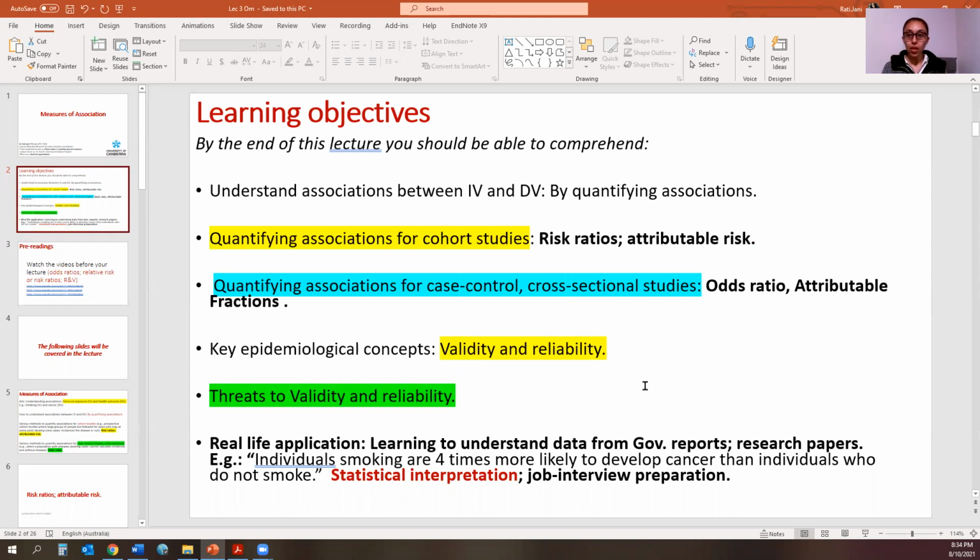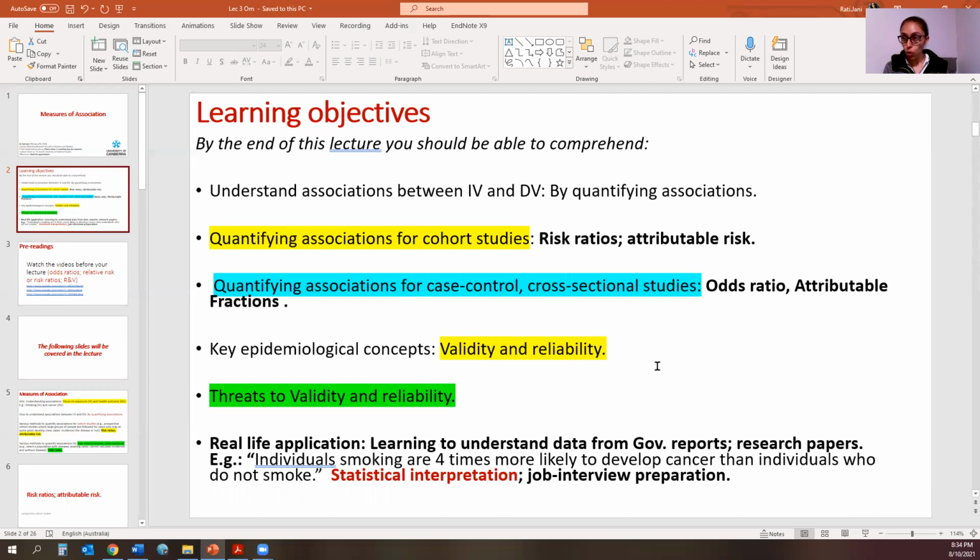All right, guys. So what does measures of association mean? It means that you have an independent variable, you have a dependent variable, and you want to link these variables together, your IV and your DV. This is essentially measures of association. You're trying to make links between your IV and DV. This technically is called measures of association.